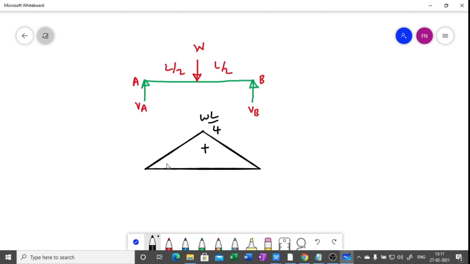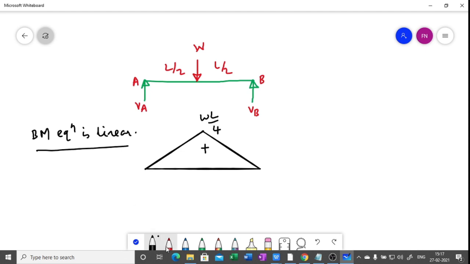Now we need to understand why the nature of bending moment diagram is linear. Why the nature of bending moment diagram is straight line when a beam is subjected to point load. It is linear because of the fact that the bending moment equation is linear.